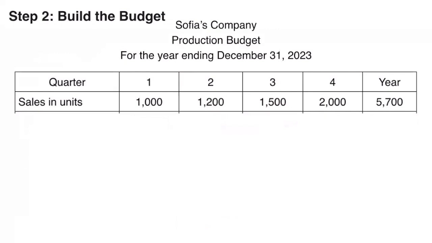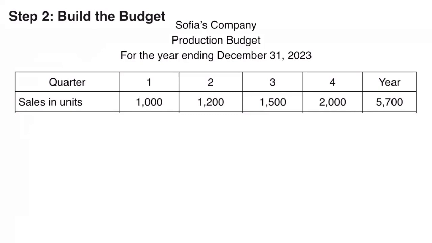The next step of the production budget is building the budget. A key thing to remember for budgets is that the format and titles are very important. Ensure you understand and have reviewed how your professor develops and builds their budgets. Row 1 is sales in units. This is more straightforward as it's just copying and pasting the amounts that the question has given you.